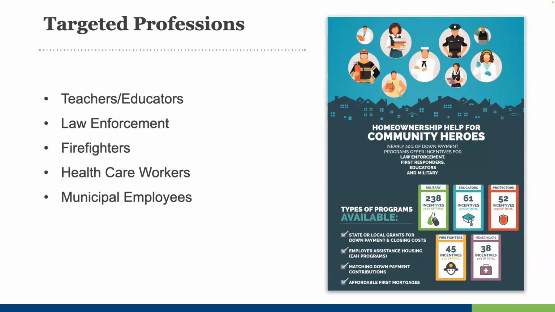There are also special programs available in many markets that target certain professions, typically teachers and educators, police officers, firefighters, healthcare workers, and municipal employees. For example, in Georgia, the state funds the Georgia Dream program that offers $7,500 in down payment assistance to eligible buyers. But teachers, police officers, and nurses can get an additional $2,500 for a total of $10,000 in down payment and closing cost assistance. The idea behind these programs is to enable homeownership among local core service providers.